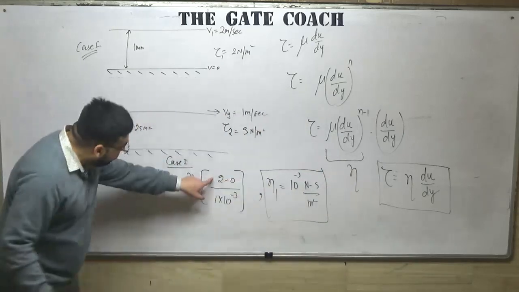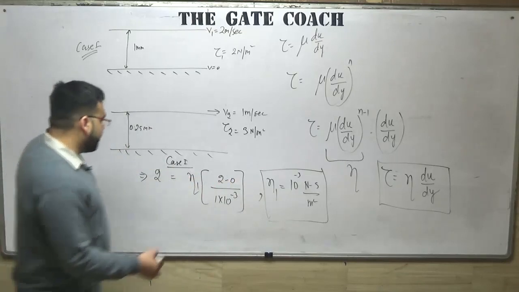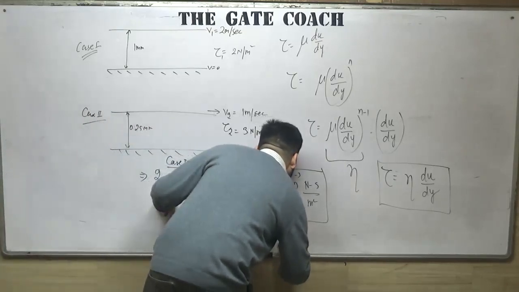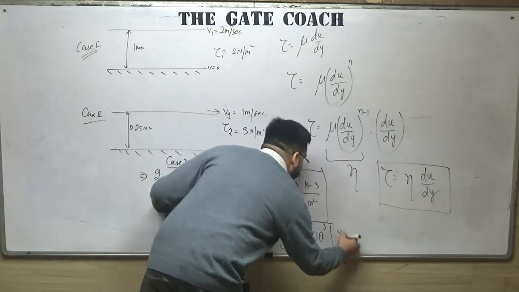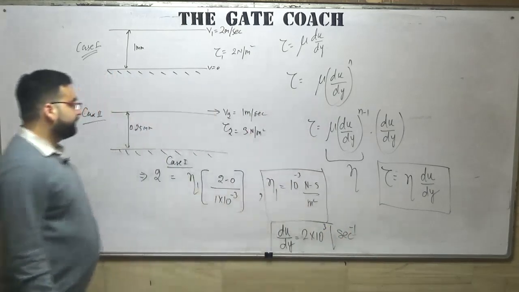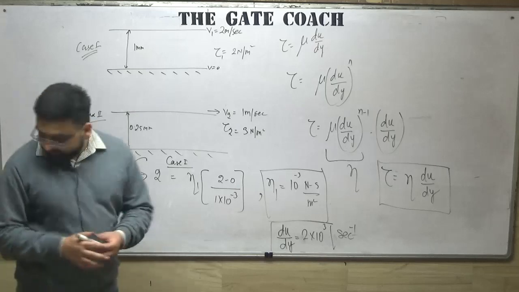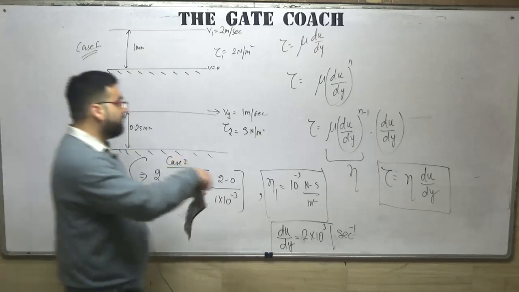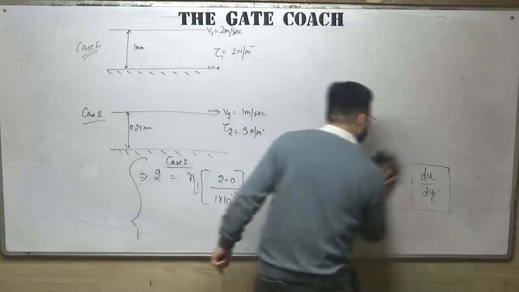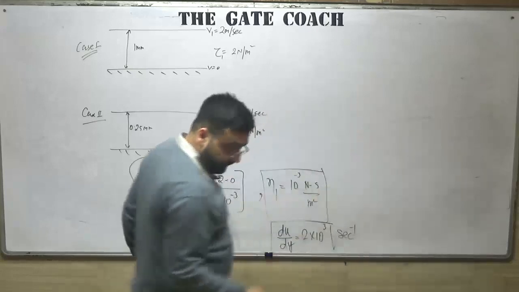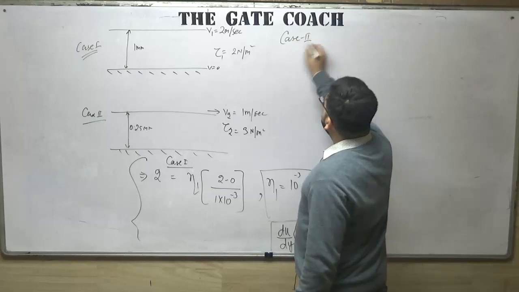And what is the value of du by dy coming here? Du by dy will be equal to 2 into 10 raised to power 3, second inverse. So this is case number 1 solved. Now let us go to case number 2. What is case number 2?